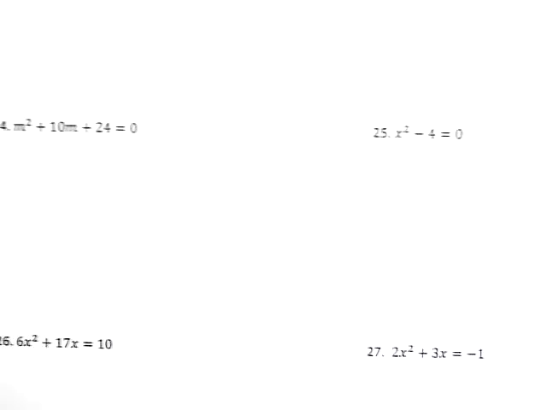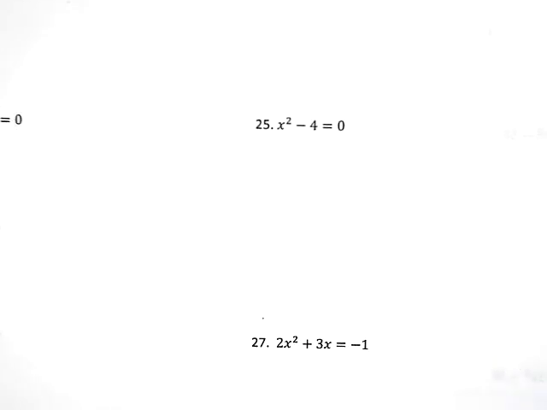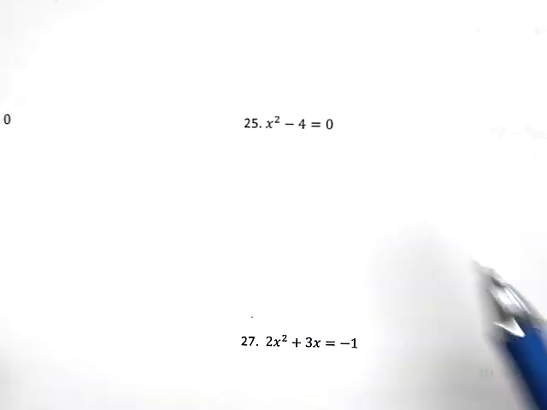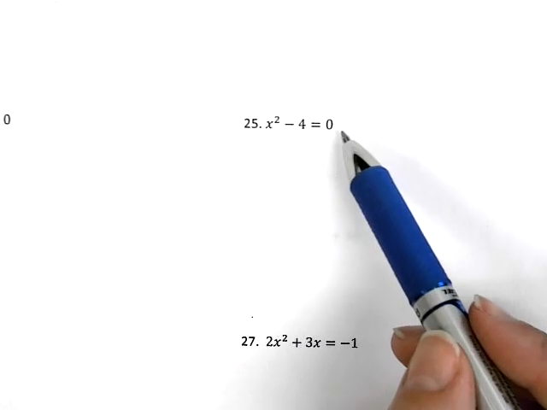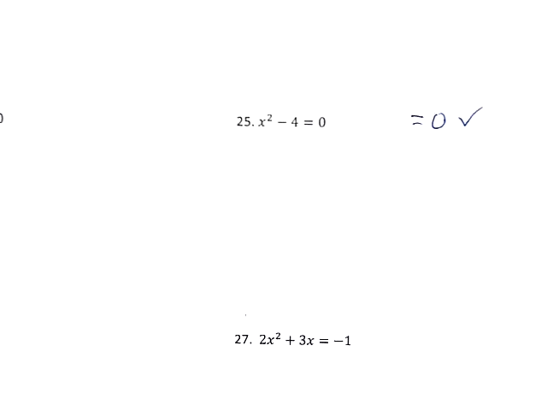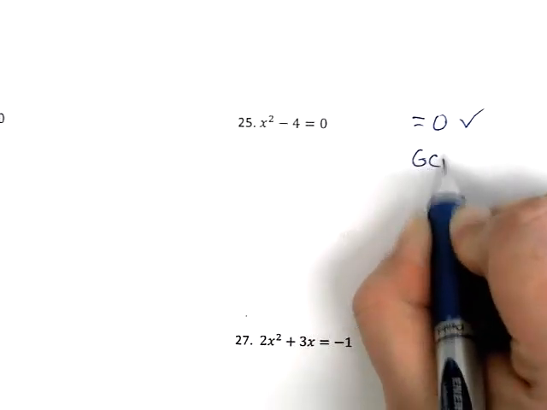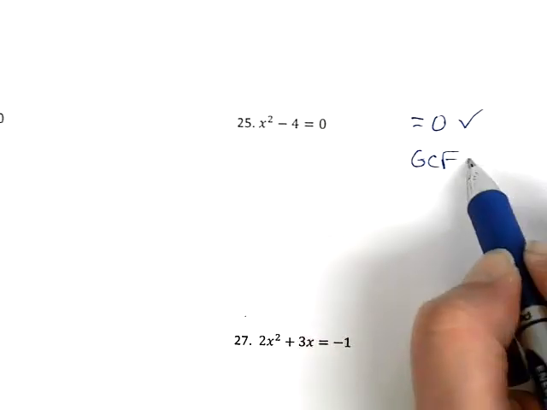But if you will go to the next page, please, and take a look at, let's do number 25. So number 25, we're going to ask ourselves, is it equal to 0? Yes, it is. We're good. It's equal to 0. Check. Alright, then we're going to check for a GCF. Well, x squared minus 4, there's no GCF there, so I'm good.